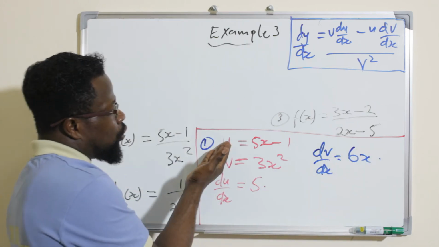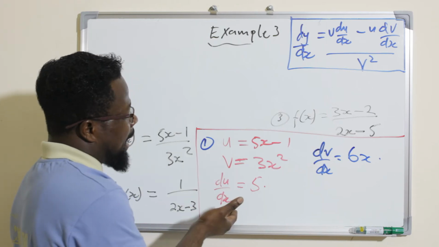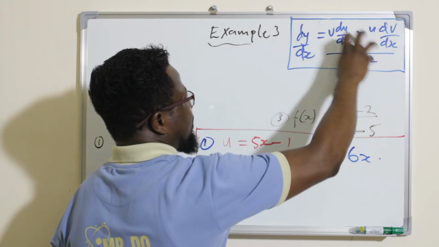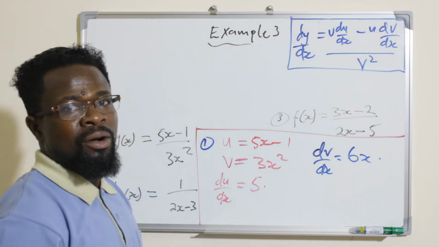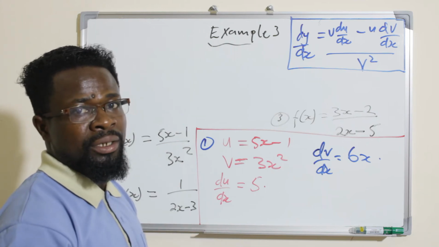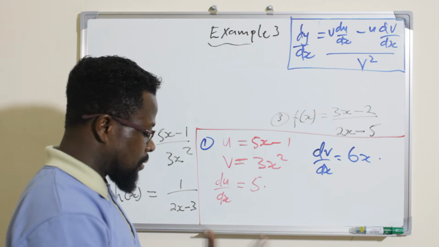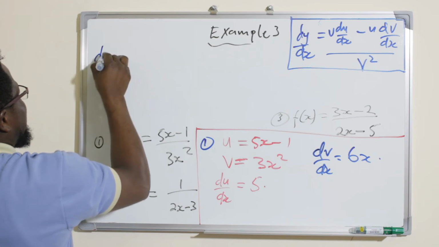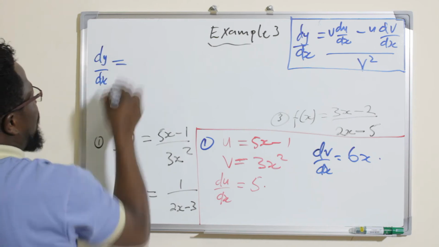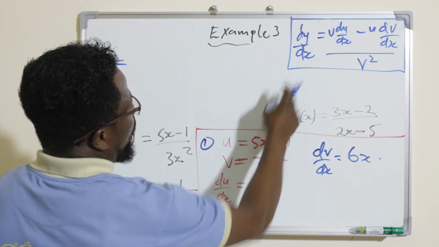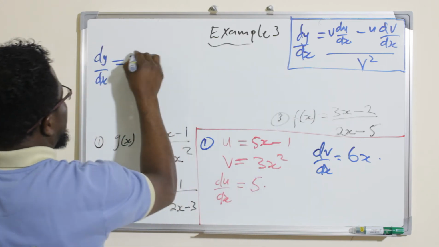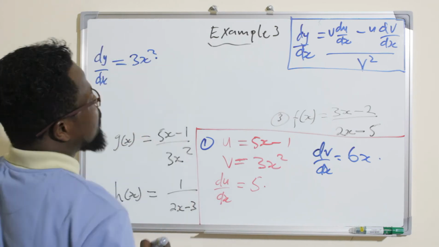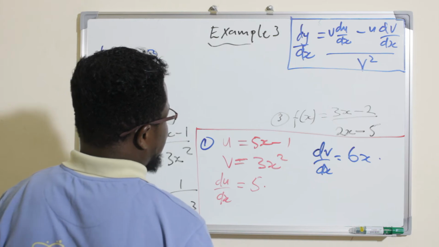Now I have gotten my u, I've gotten my v, I've gotten du/dx, I've gotten dv/dx. It means all the terms in the formula have been determined. What is left is to do substitution and do simplification as well. So straight away from here, dy/dx is now equals to v, and v is 3x squared, multiplied by du/dx, which is 5.